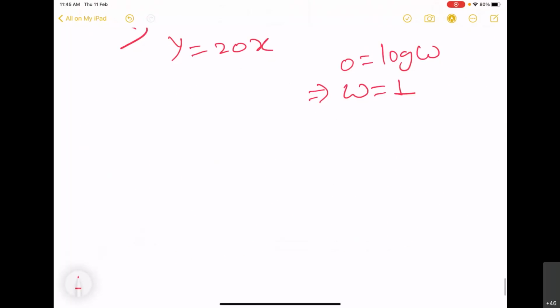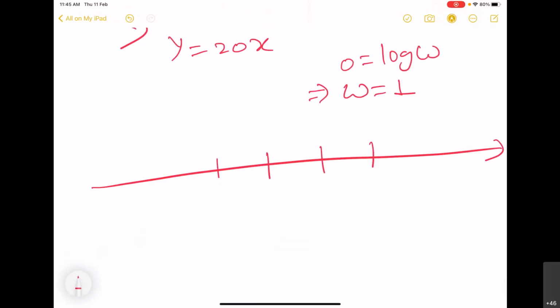So we can see this log axis in more detail. Suppose we plot all the frequencies: 1, 2, 3, 4.